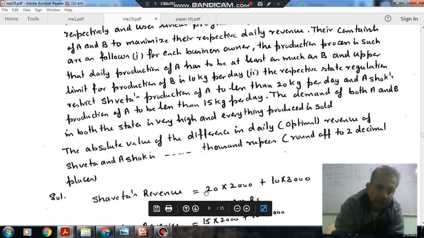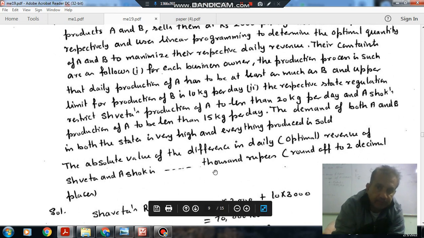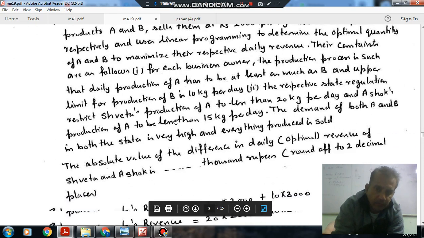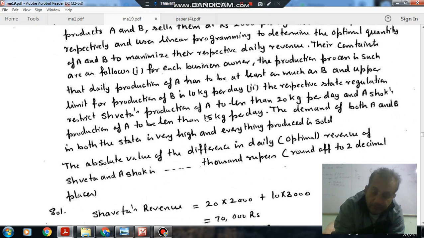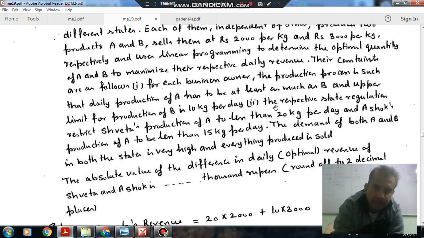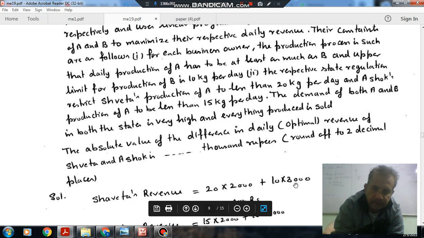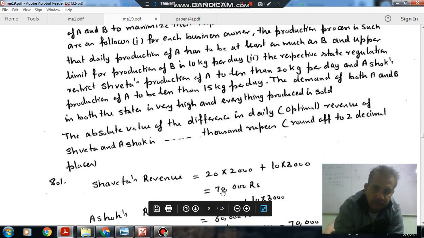So Shweta's revenue: the maximum production of A is 20, and the maximum number of B is 10. The price for A is 2000 and for B it is 3000. So Shweta's revenue will be 20 into 2000 plus 10 into 3000. So the revenue is 70,000.